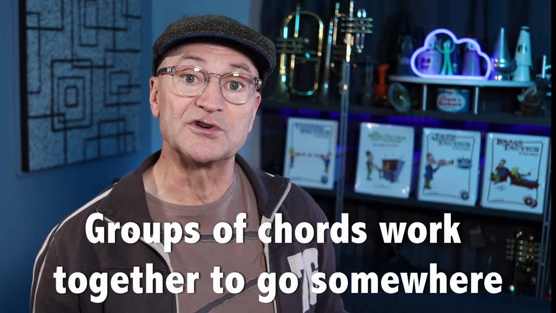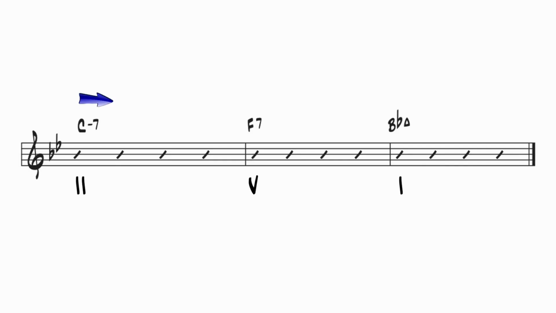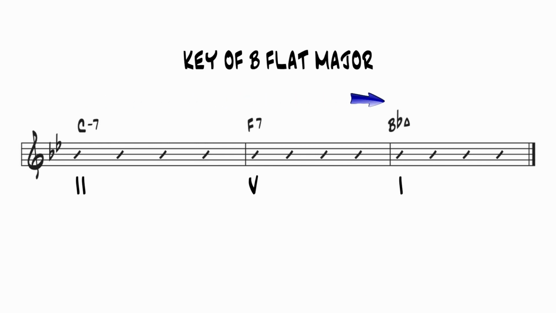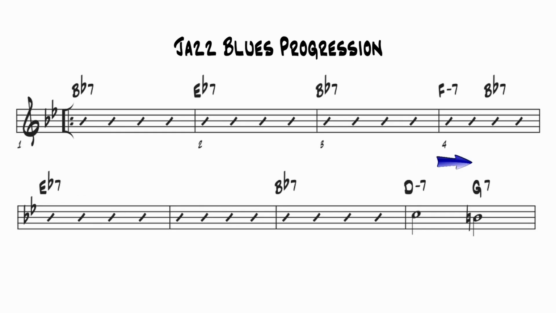Instead of focusing on individual chords, you start to see how groups of chords work together to take you someplace. For example, the 2 chord and the 5 chord work together to take you to the 1 chord, and the 3 chords together imply an overall key center. So the 8th bar is taking us to the 9th bar.